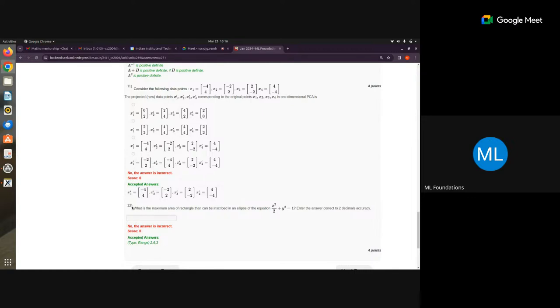Okay. So what is the maximum area of a rectangle that can be inscribed in an ellipse of the equation x square by 2 plus y square equals to 1? This is also, I think, a kind of problem we have seen. Yeah, sir, we discussed this, right? I think you want to discuss this. I think I have discussed this, but okay. Somebody asked, so do you want me to do it again, or what's the issue here?